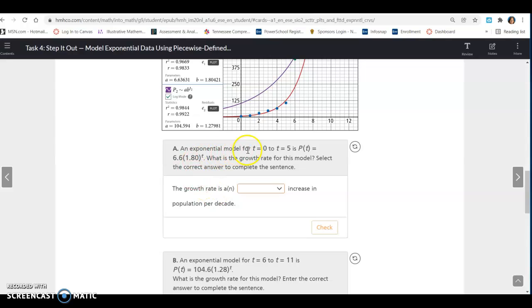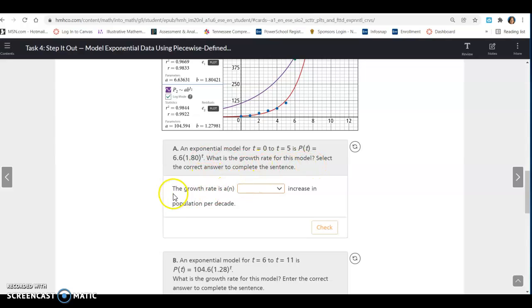It says an exponential model from t equals 0 to 5 is 6.6, you can see right here, they've just rounded it, times 1.80 to the t. What is the growth rate for this model? Remember, it's A times B to the t power, but B can be represented as 1 plus or minus your growth rate. So 1 plus 80% would be 1.80. Remember, moving 2 decimal places turns it into a percent. So it says, what is the growth rate for the model?